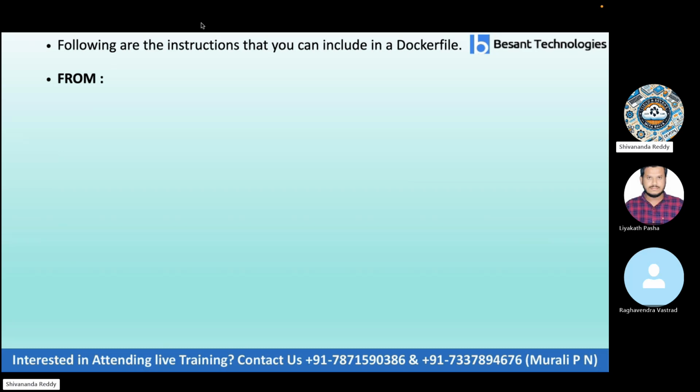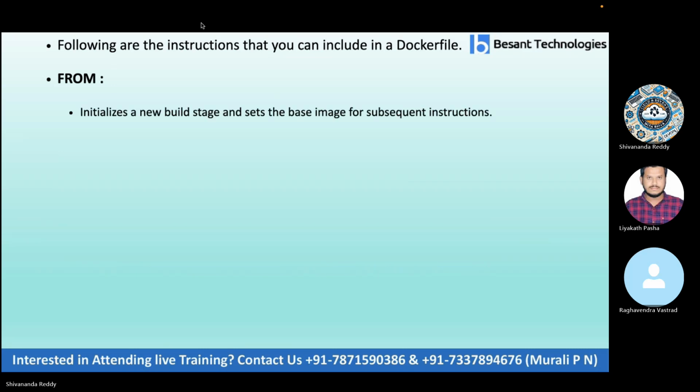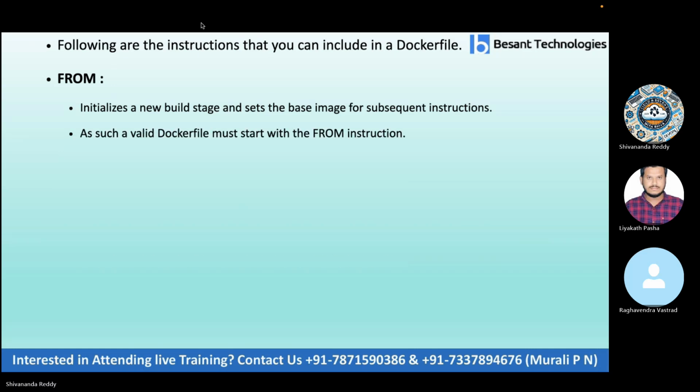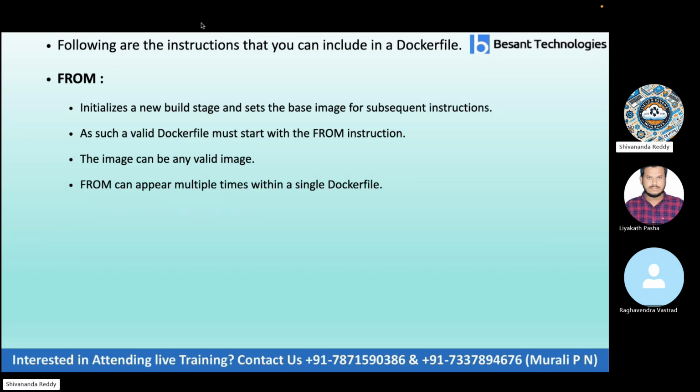In the last Dockerfile we wrote, we remember, right? We use this FROM instruction for downloading the image from Docker Hub. That's a base image. It initializes a new build stage and sets the base image for the subsequent instructions. A valid Dockerfile must start with a FROM instruction. The image can be any valid image. FROM can appear multiple times within a single Dockerfile.